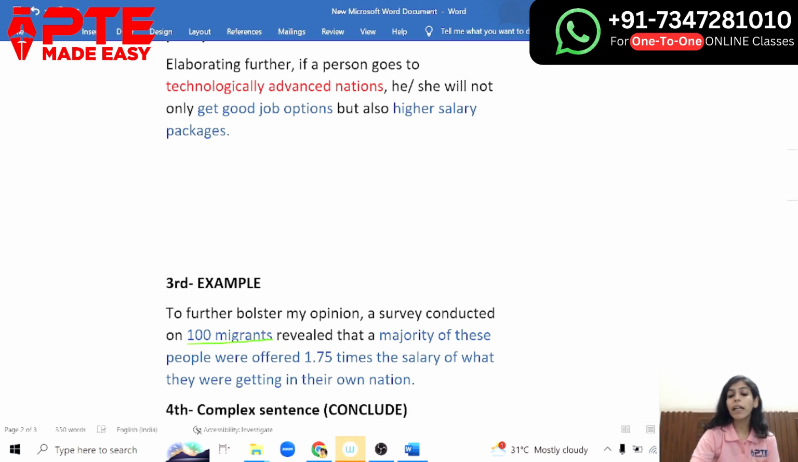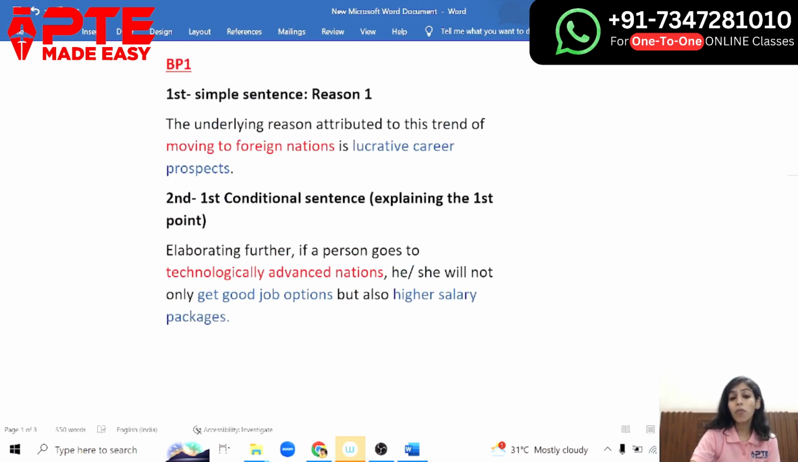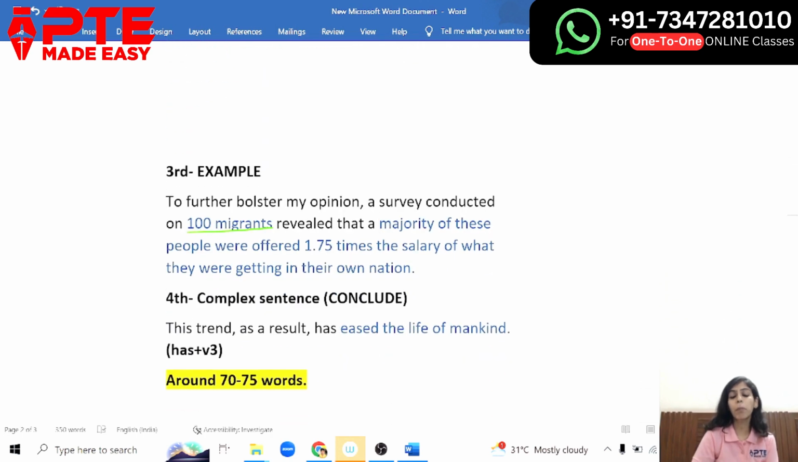So it clearly revealed that a majority of these people were offered 1.75 times the salary of what they were getting in their own nation. So we have supported the idea. It is true they are moving abroad. They wish to move abroad because they were offered 1.75 times the salary. So point is, example should be something that is strengthening your main idea, that is reinforcing your main idea. That's what we have done with the help of example. And now we have the last sentence. This trend as a result has eased the life of mankind. You can simply copy paste the whole line as well, depending upon the demand of the question.